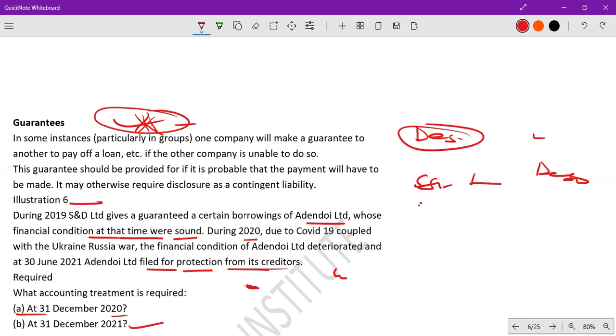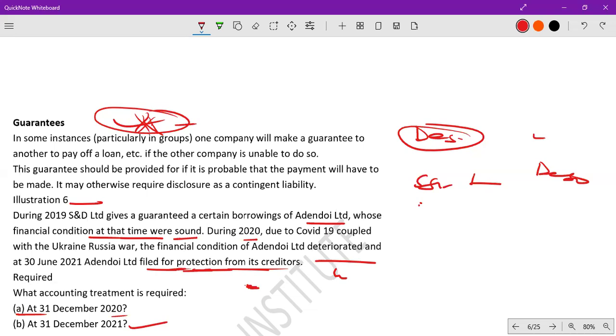In the year 2021, as the question went, COVID-19 has destroyed the fundamentals of I Limited, and I Limited is now in financial difficulty. So now, do you think a provision is required for S&D to do now? Yes, because it becomes so clear that S&D will be held liable for the debt of this company. And the best estimate of this amount must be determined in order to recognize a provision. Any question? That is the answer to these two questions.